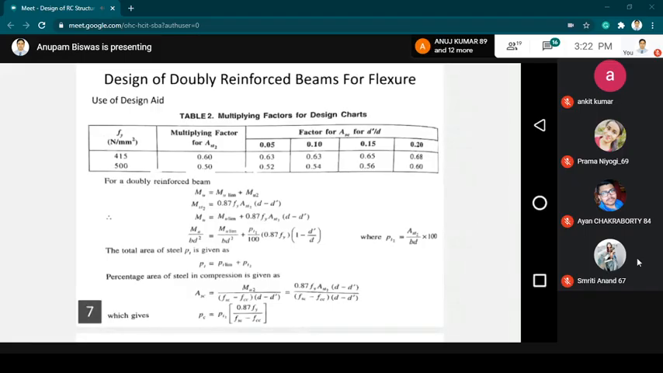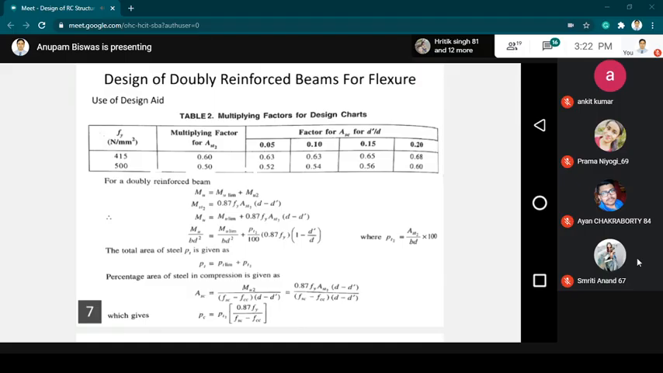So Mu is equal to Mu limit plus the value of Mu2. Now you also know that if you divide Mu by bd square, then you will obtain Mu limit by bd square plus, instead of writing Ast2 by bd into 100, we can write Pt2 by 100 into 0.87 fy into 1 minus d dash by d.